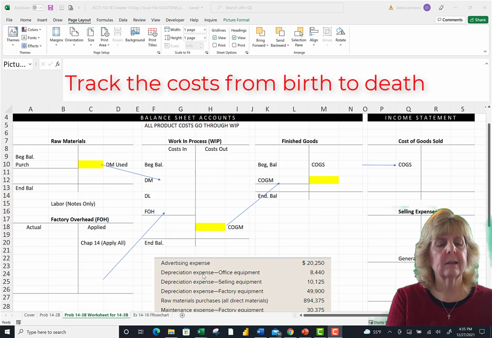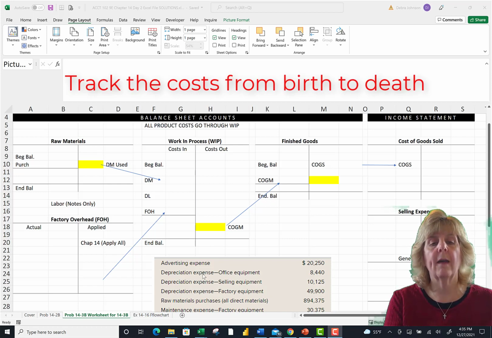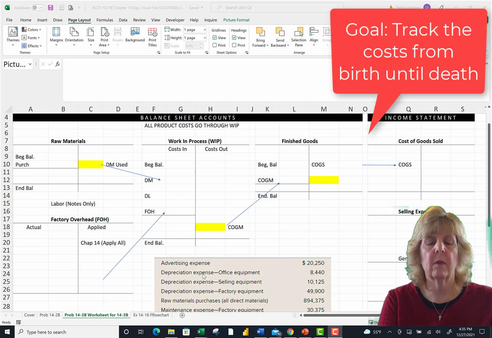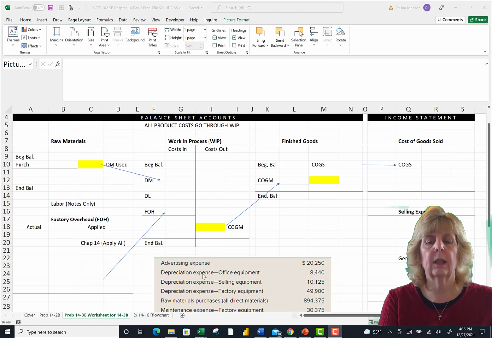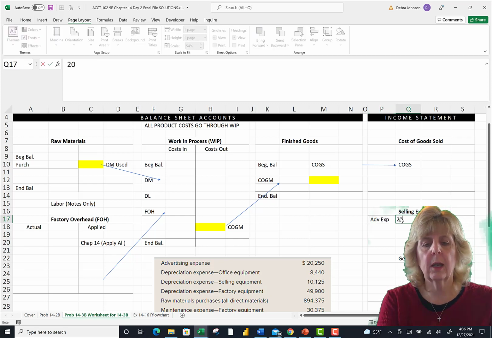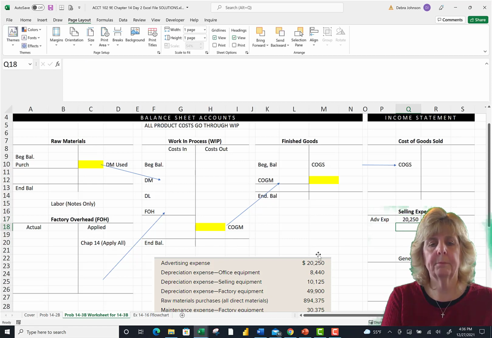So we've already classified them in the previous exercise, and I gave you the reasoning as to why they were classified the way they were. Now our goal is to use a cost accumulation system to track the costs from the time they are incurred all the way through to eventually landing on the income statement. Okay, advertising expense we mentioned was a selling expense. So I'm going to come over here to the selling expense category and put that amount in.